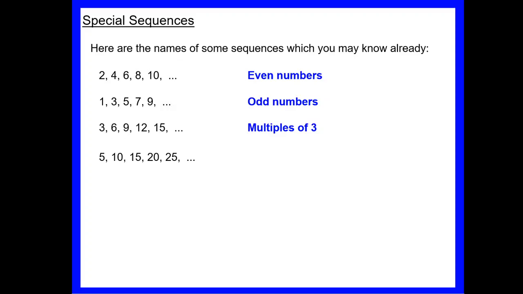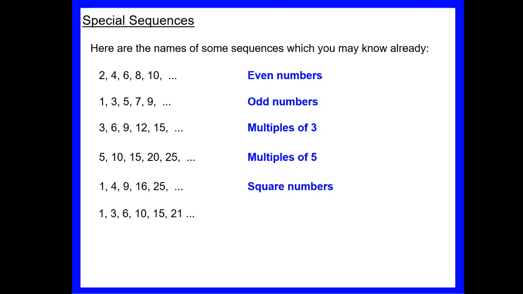5, 10, 15, 20, 25. They're the multiples of 5, the 5 times table. 1, 4, 9, 16, 25. Do you recognise that one? Those are our square numbers. 1, 3, 6, 10, 15, 21. Perhaps one you're not as familiar with. Those are the triangle numbers. And 2, 3, 5, 7, 11, 13. Those are our prime numbers.